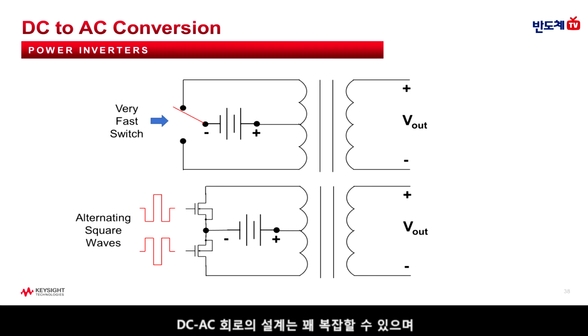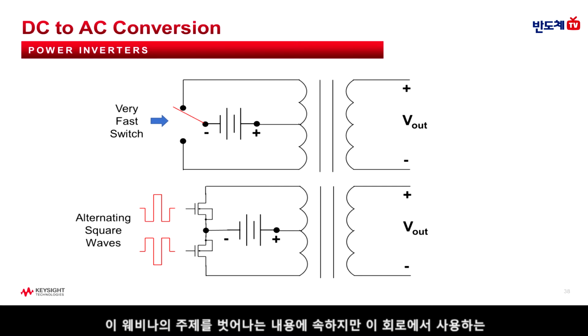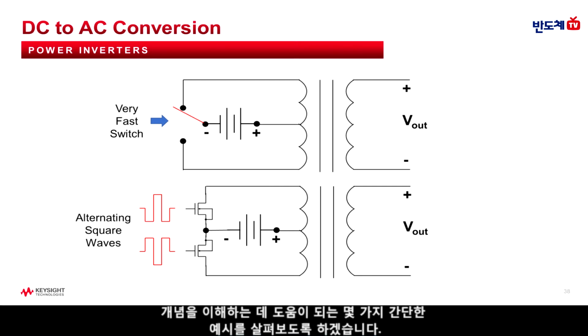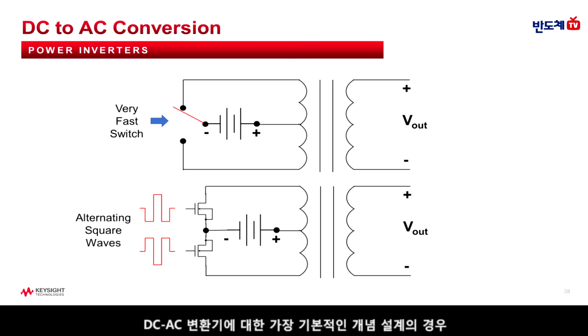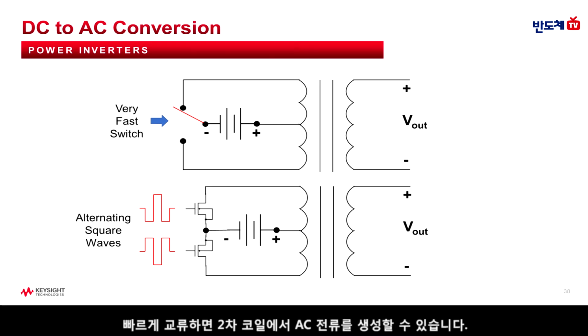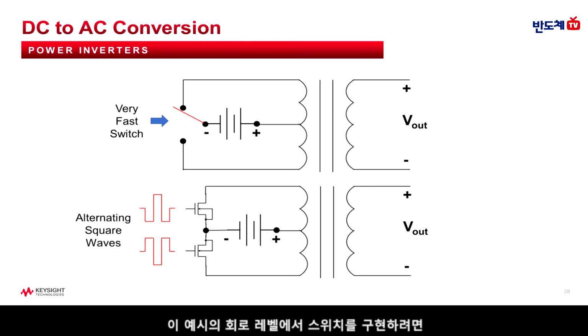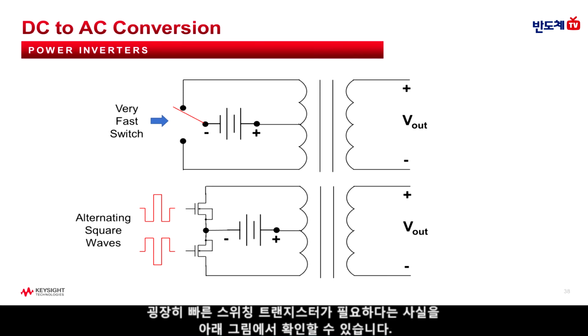I do want to mention that the design of DC to AC circuits can be pretty complicated, and it's really beyond the scope of this webinar. But I can give you a couple simple examples that will help explain some of the concepts used in these circuits. One of the most fundamental conceptual designs for a DC to AC converter uses a transformer with a center tap on the primary inputs. And you can see here, by rapidly alternating the DC current between the two primary coils using a very fast switch, you can create an AC current in the secondary coil. But of course, implementing this switch at the circuit level actually requires very fast switching transistors, as shown in the bottom figure here.